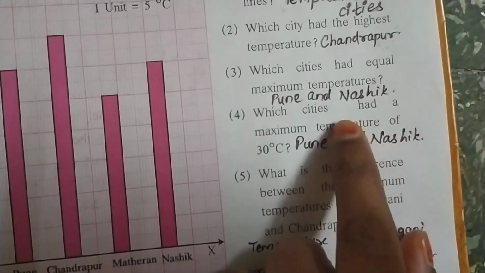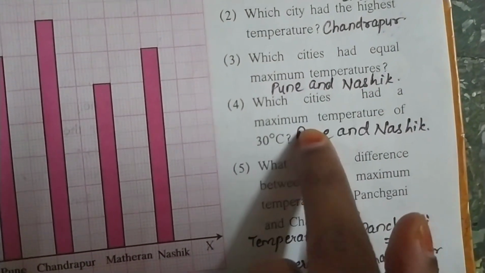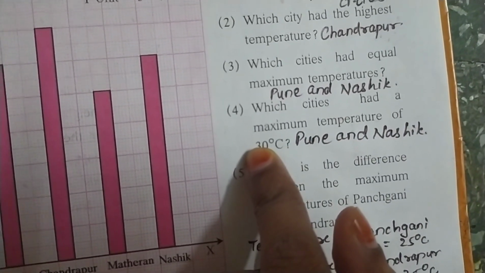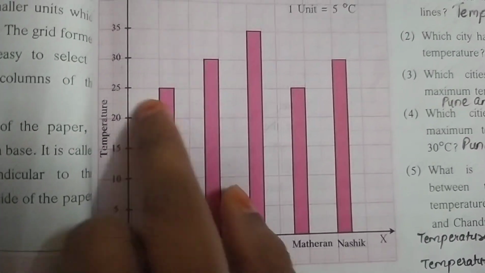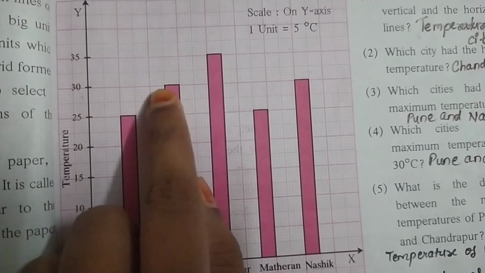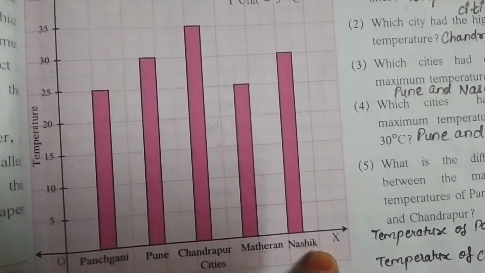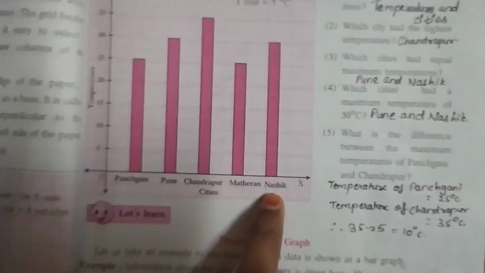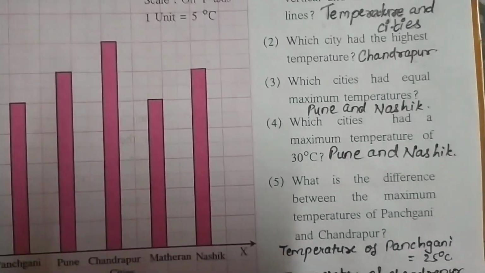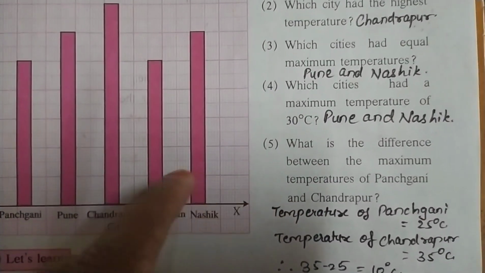Then, which cities had the maximum temperature of 30 degrees Celsius? Where is 30 degrees Celsius? Here. So, which is the city that is having 30 degrees Celsius? Both Pune and Nashik. Now, what is the difference between the maximum temperature of Panchgani and Chandrapur?